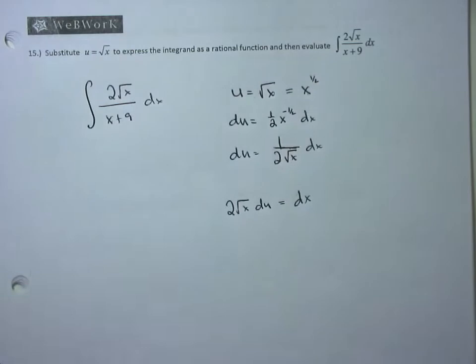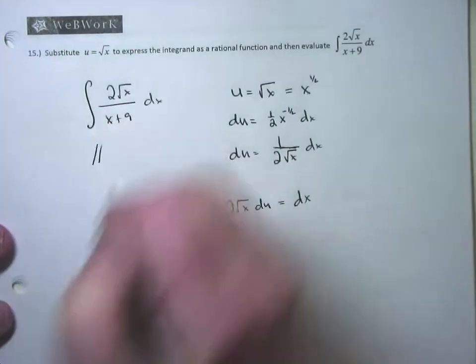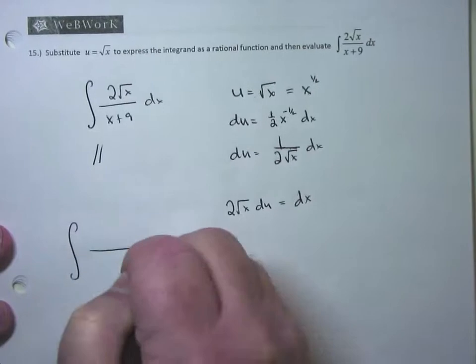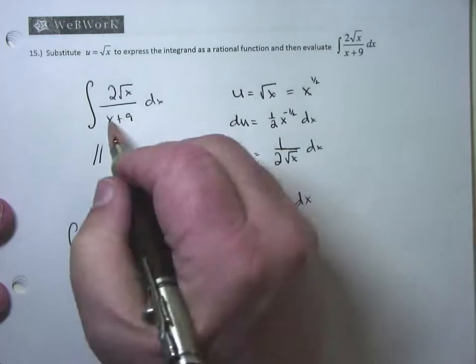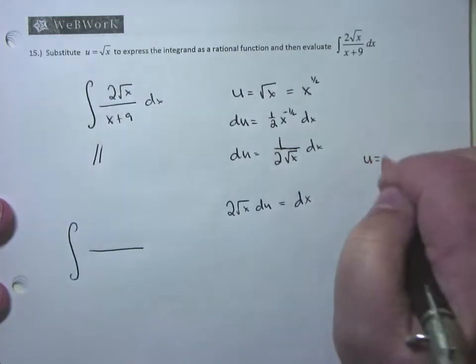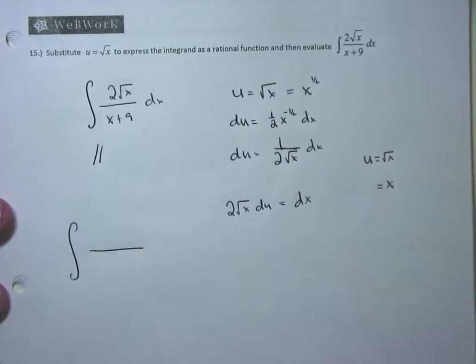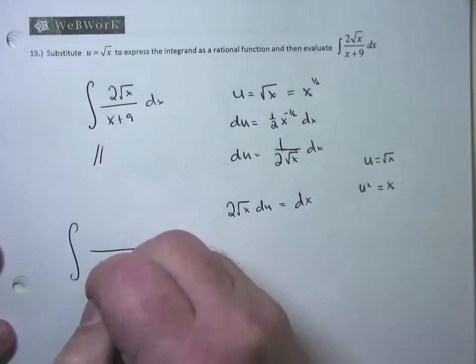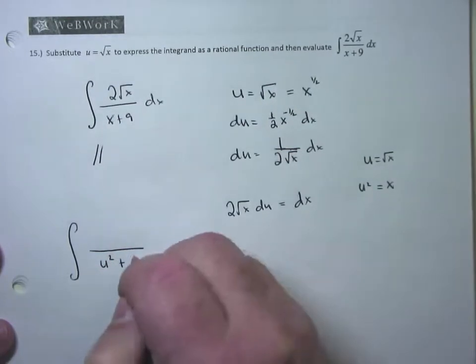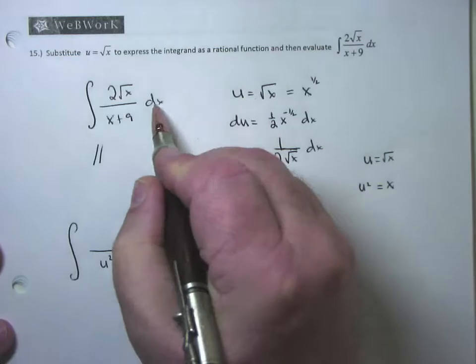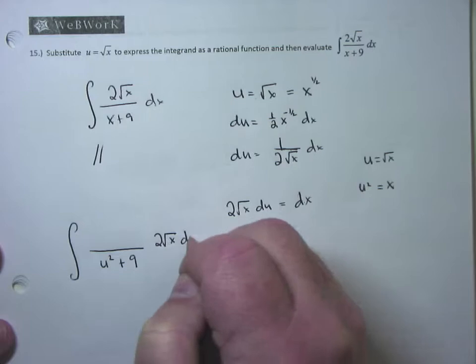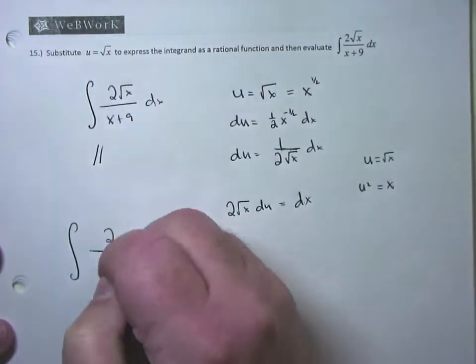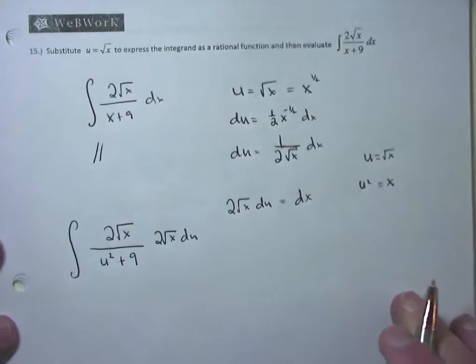So when I substitute, here we go. This problem is going to turn into the integral. This is a division problem. u is the square root of x. So look at this. If u is equal to the square root of x, what does that make x equal to? u squared. So this is going to be u squared. We'll leave that constant for a second, plus 9. And the dx is going to get replaced with 2 square root of x du. And this guy never got substituted, so it's just going to hang out there. 2 square root of x.